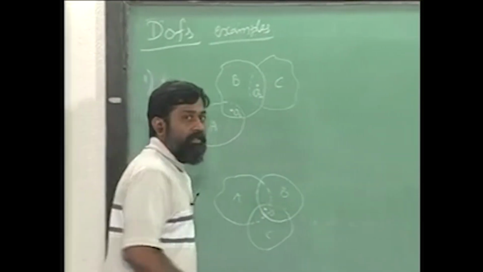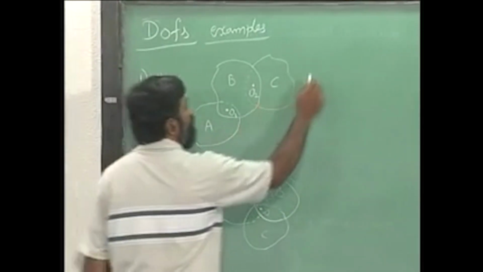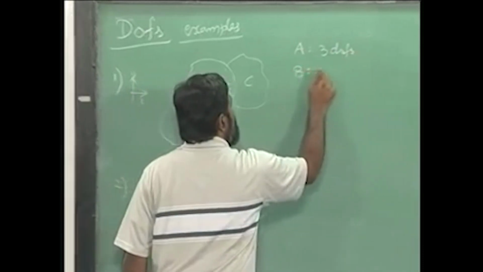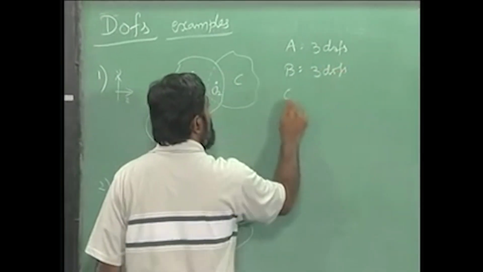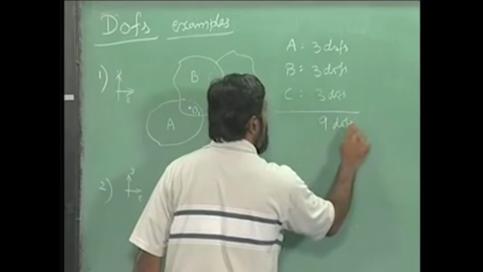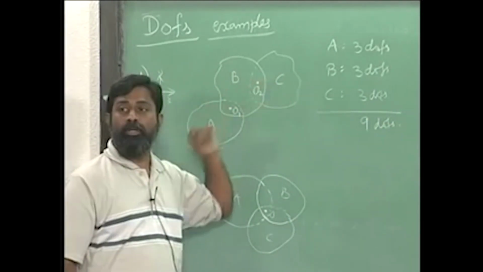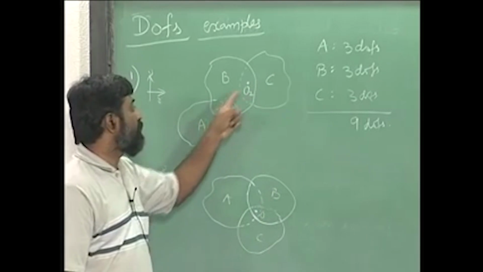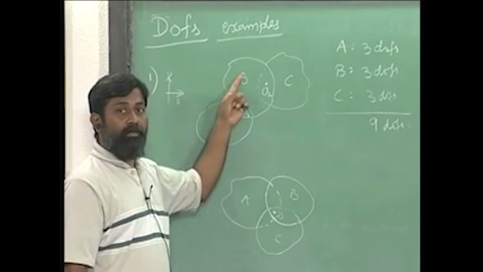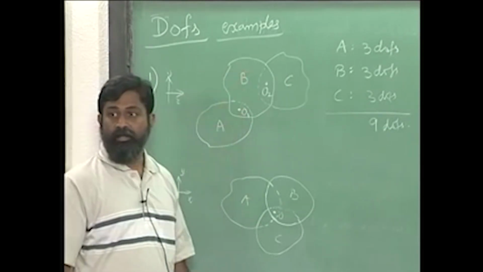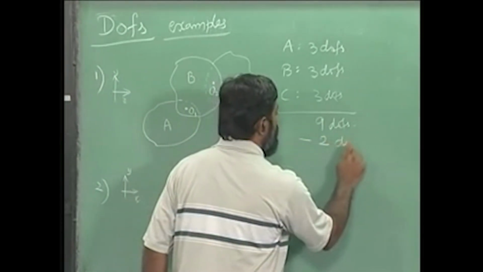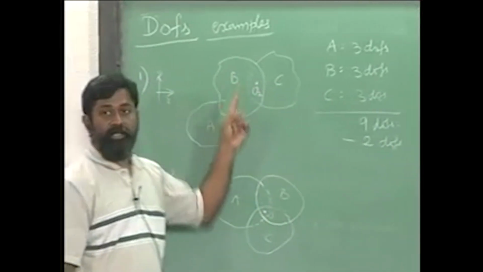If we look at the simplest way of looking at it, we have A has 3 degrees of freedom, B has 3 degrees of freedom, C has 3 degrees of freedom, and a total of 9 degrees of freedom if the constraints O1 and O2 are not present, or in other words there is no pinning. This pinning is going to restrain the motion between A and B in both x and y directions, which means I would have lost 2 degrees of freedom pertaining to A and B.